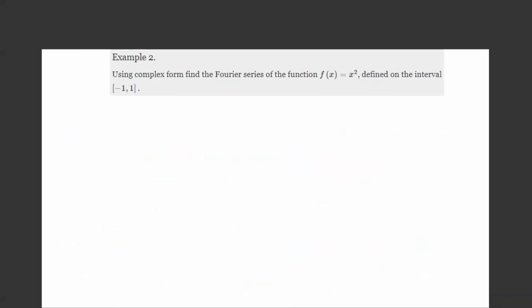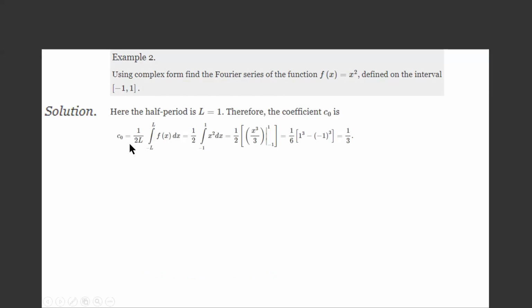So what is my period here? Can I listen to any one of you? What is the value of the function's period? It is 2. Yes, it is 2. So half of my period, which is L, because my period T is equal to 2L, so the half period is 1. So L is 1. Now I'll go for C naught.